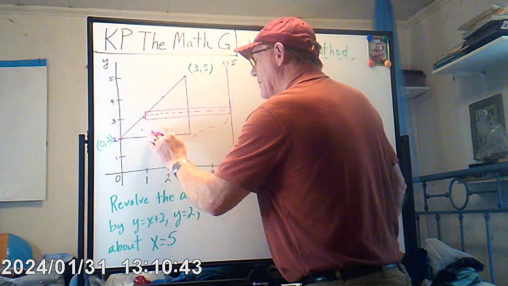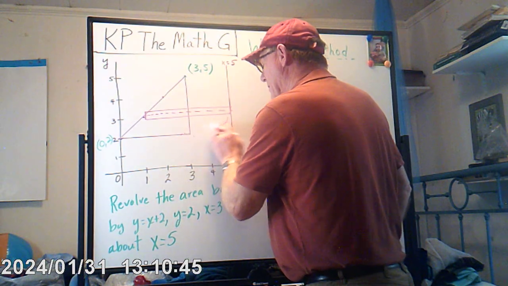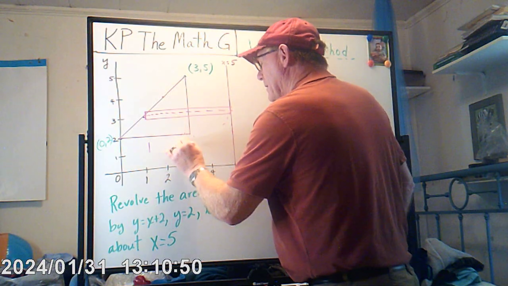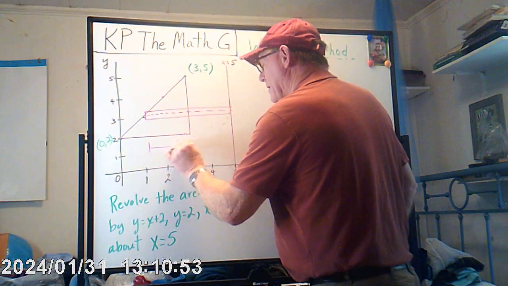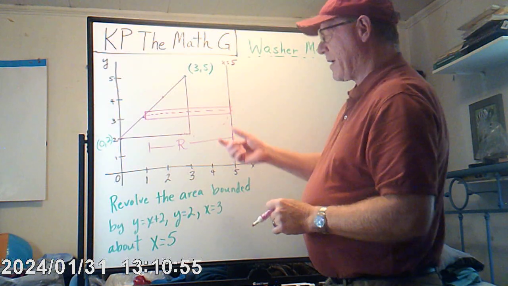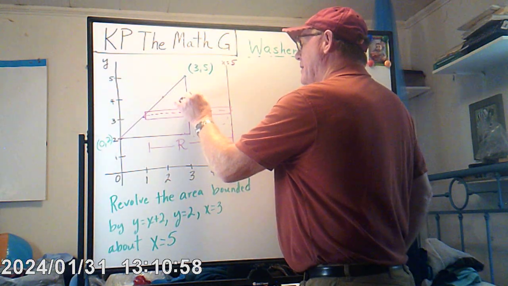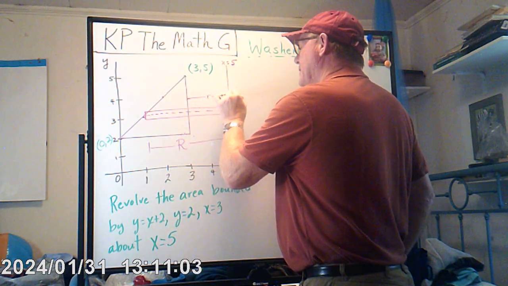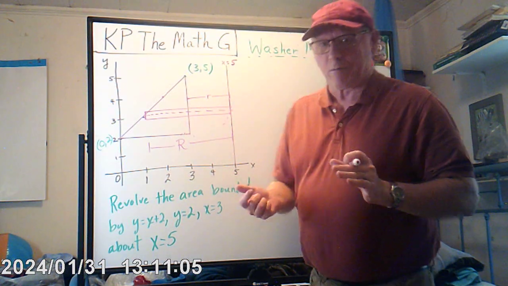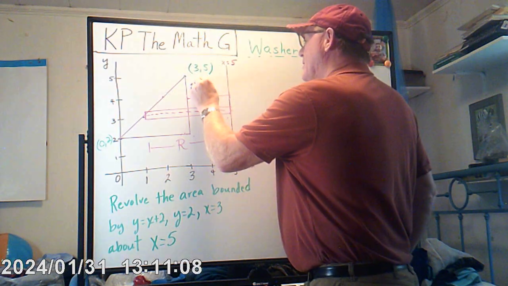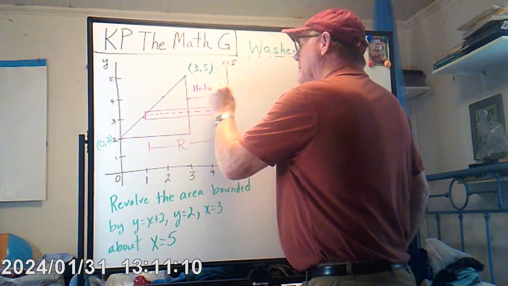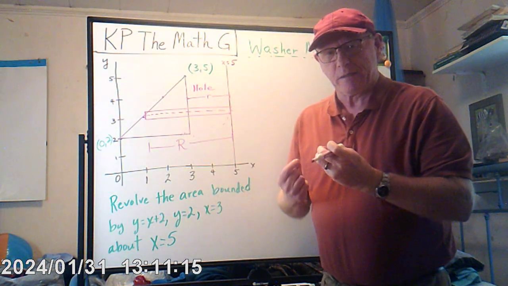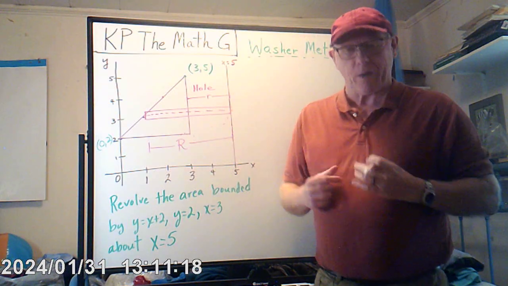I don't want to muddle this up. This distance from here to here is big R. That's our big radius. Remember, then this distance from here to here is your little radius. Remember, we are going to have a hole. This is the hole. If you have a hole, you're going to have a radius squared minus a radius squared.